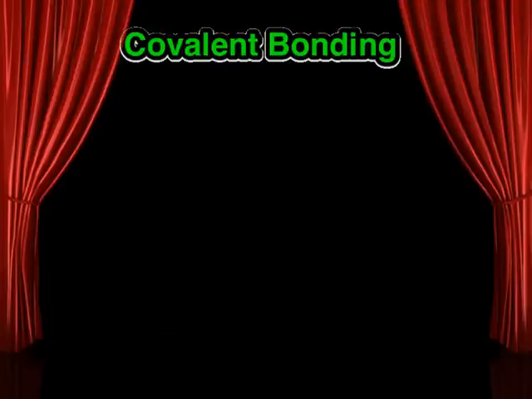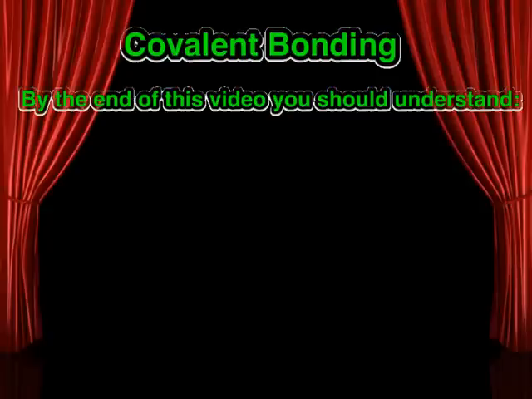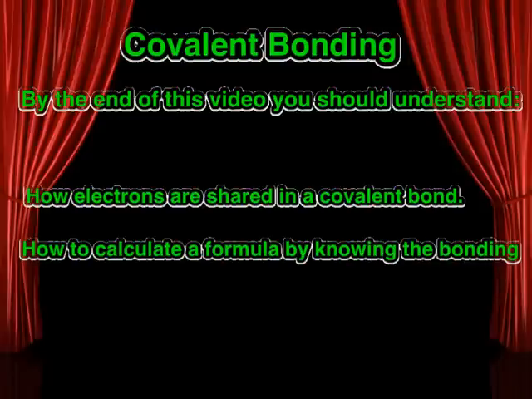So we're looking at covalent bonding today. By the end of this video, we hope that you will understand our objectives, which are how electrons are shared in a covalent bond, and how to calculate the formula by knowing the bonding that's occurring in the compounds or in the elements. Right, so what we're going to look at today is how we get the sharing of electrons.